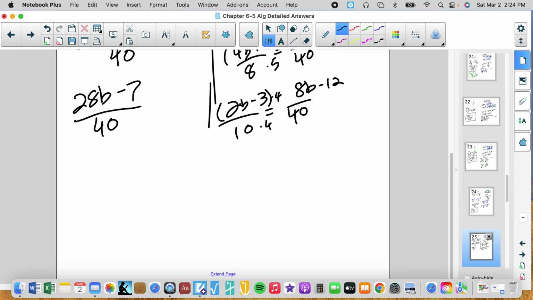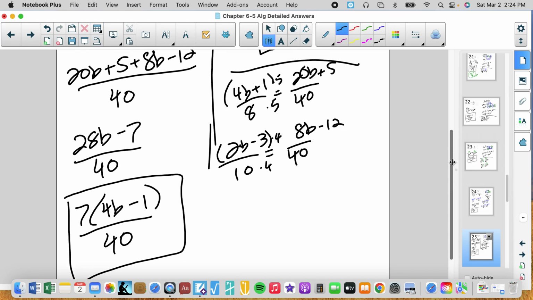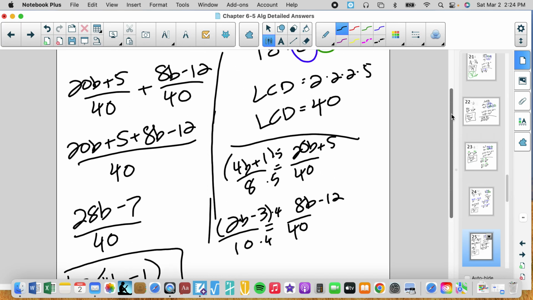A lot of students would stop here. We could actually factor out a 7, and we get 4b minus 1 over 40, and that is the answer. Pretty sure, right? 4 times 7 is 28. So factor out the 7. Did I make a mistake anywhere? Feel like that's the right answer.